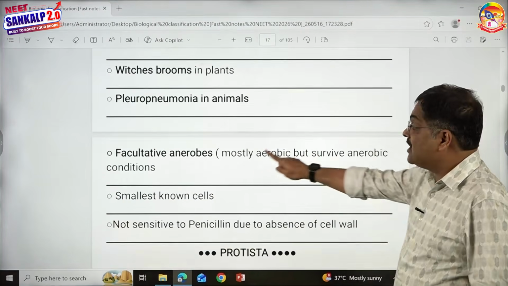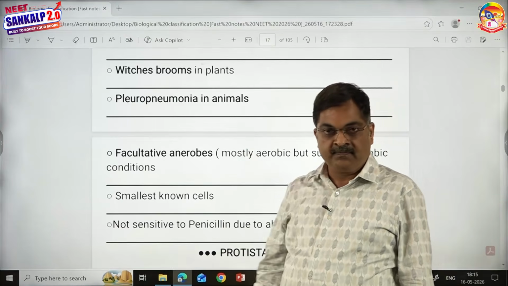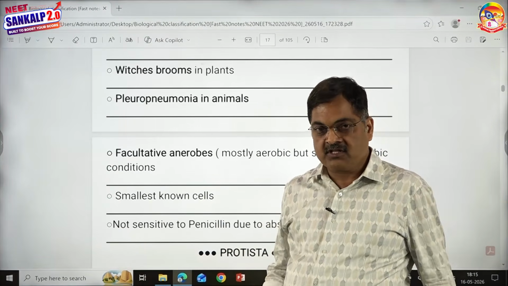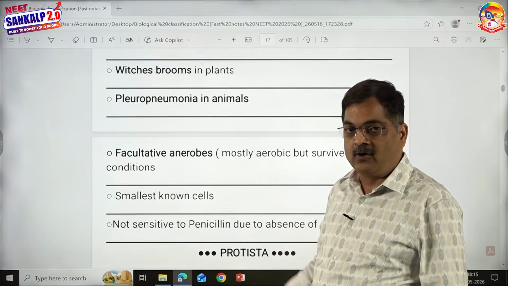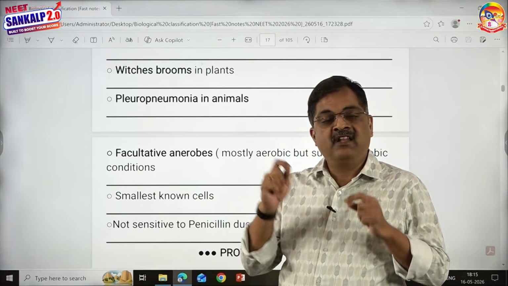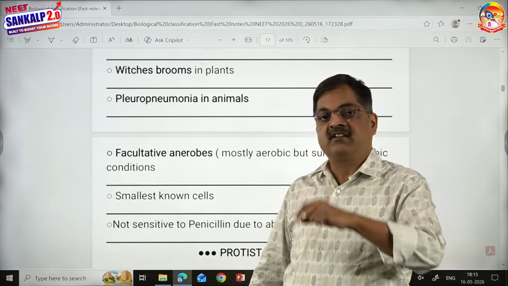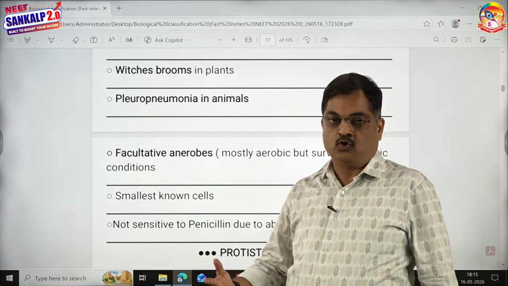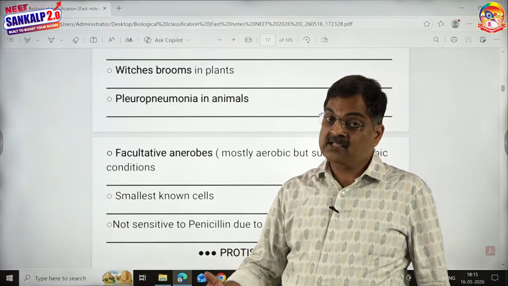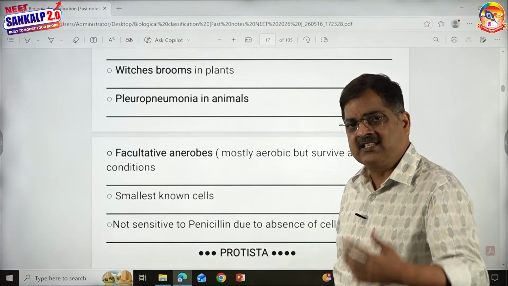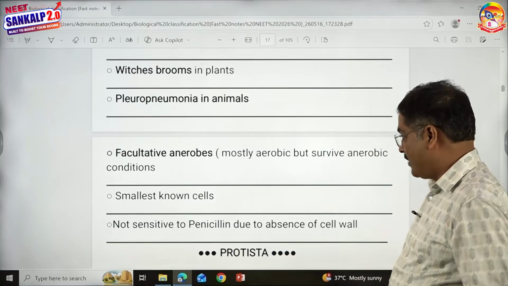They are facultative anaerobes. This point is important. It means that you and I cannot survive in the absence of oxygen. But what is very important about Mycoplasma is, just like you and I, they are aerobes. But even in the absence of oxygen, they can survive, unlike us. So it means that they are facultative anaerobes. Sometimes anaerobes, means mostly they are aerobes, is an important point. Even E. coli, even yeast are examples of facultative anaerobes.